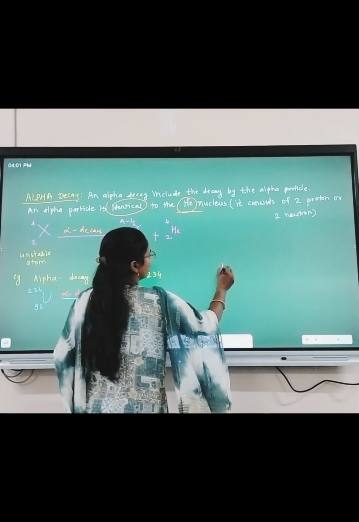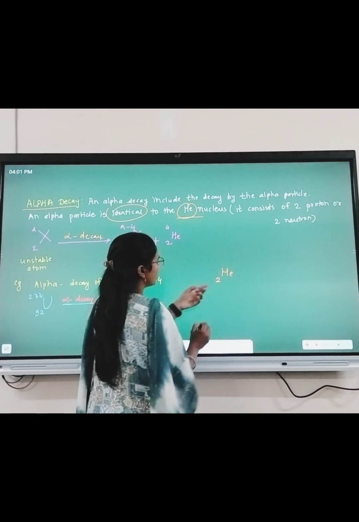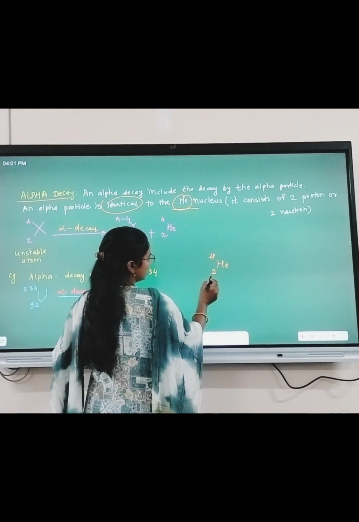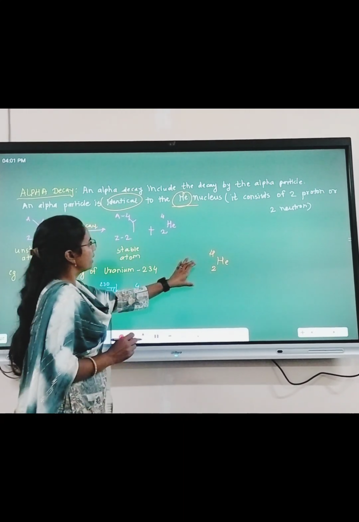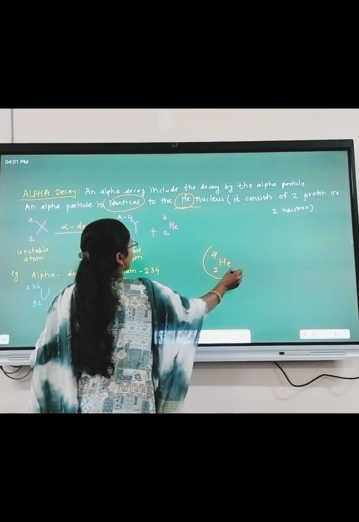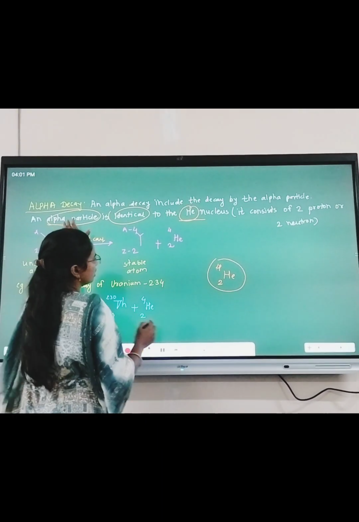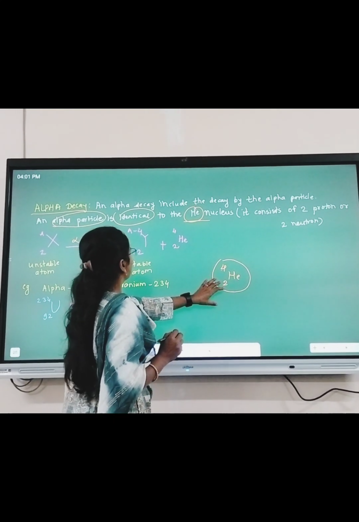We know the atomic number of helium is 2 and the atomic mass number of helium is 4. This is the atomic mass number, this is the atomic number of helium, and this alpha particle is equal to this helium atom.